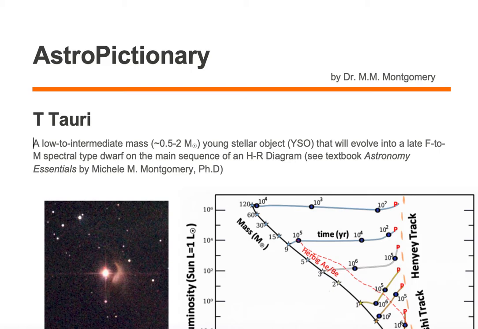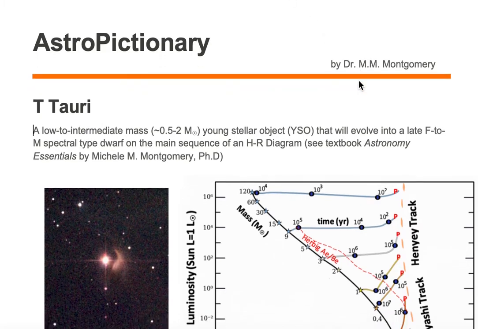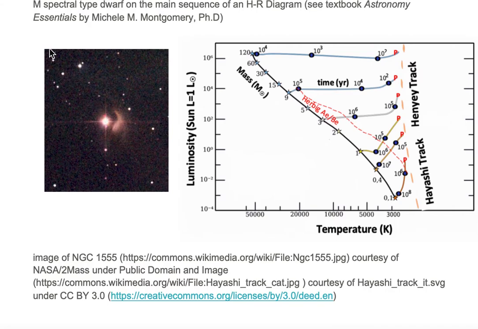A T Tauri is a low to intermediate mass, which is around 0.5 to 2 solar mass, young stellar object, otherwise known as a YSO, that will evolve into a late F to M spectral type dwarf on the main sequence of an HR diagram. Let's take a look at a T Tauri.